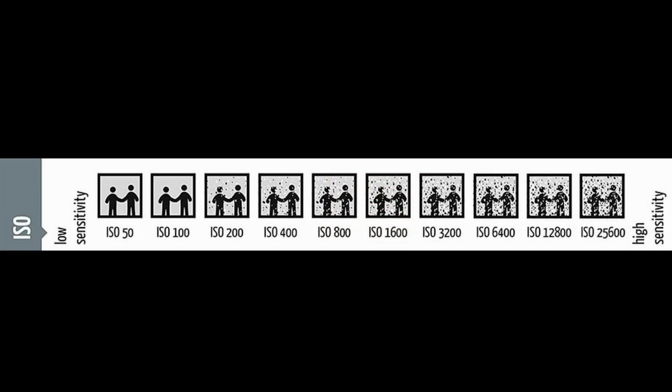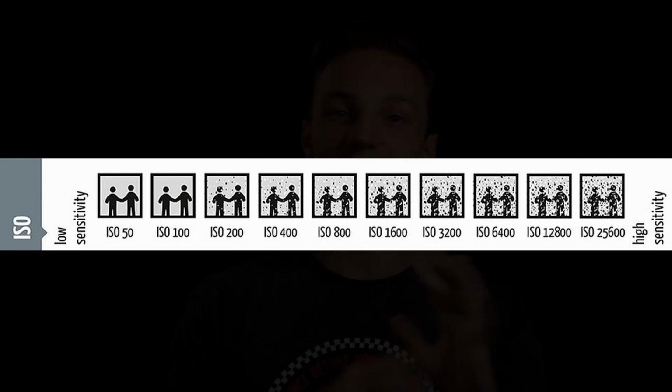As you bump up the ISO, you're adding more fake light into the image, and this is important because the higher the ISO, the more grainy the image and the more noisy it looks, which isn't great.